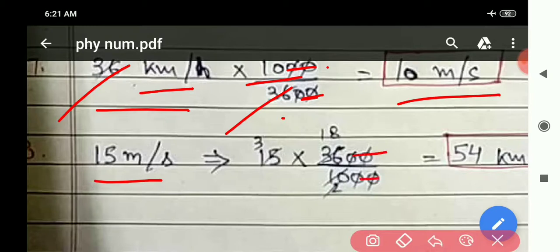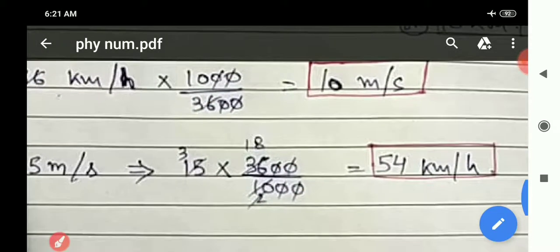Again 2 zeros are cancelled out, then 5 twos are 10, 5 threes are 15, 2 ones are 2, 2 eights are 16. So 18 threes are 54. So the answer is 54 km per hour.